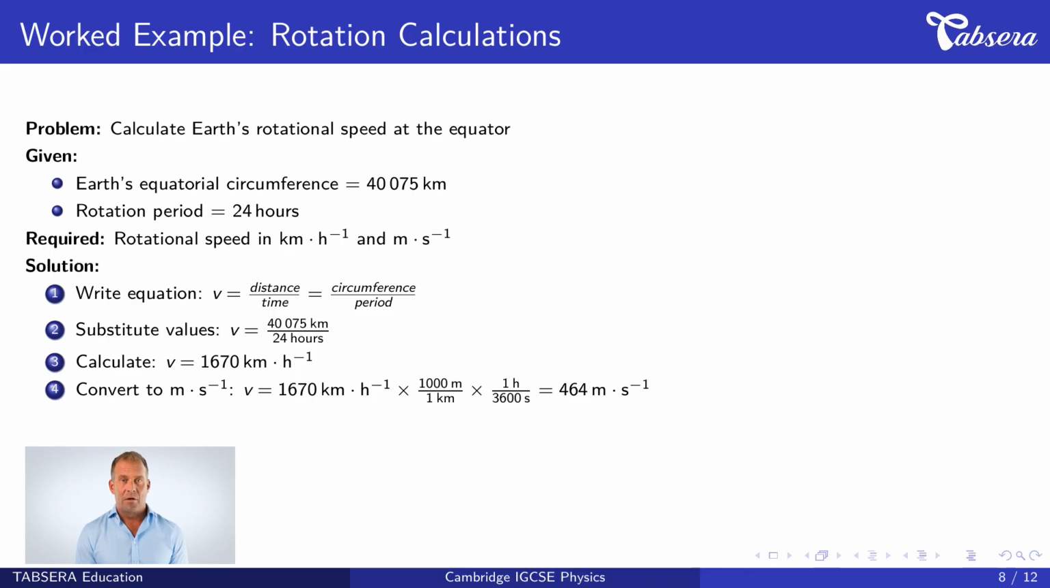Step 1. Write the equation. We use speed equals distance divided by time, which becomes speed equals circumference divided by period. Step 2. Substitute the values. We write speed equals 40,075 kilometers divided by 24 hours. Step 3. Calculate. The result is 1,670 kilometers per hour. Step 4. Convert to meters per second. We multiply by 1,000 meters per kilometer, then divide by 3,600 seconds per hour, giving 464 meters per second.